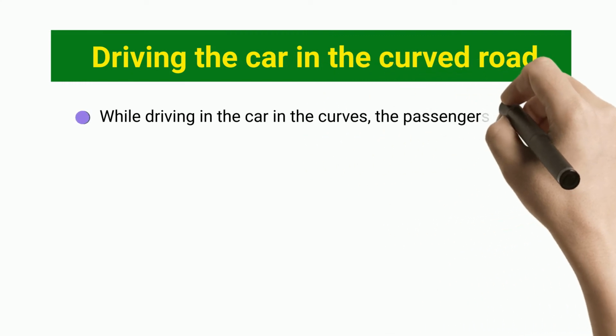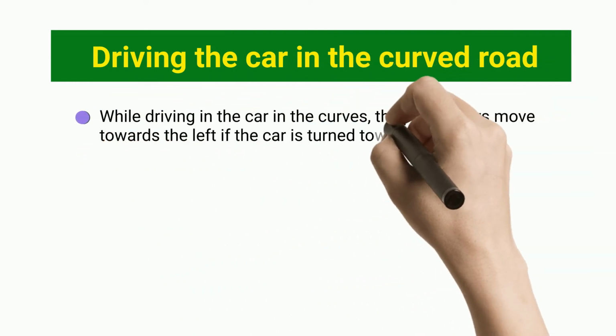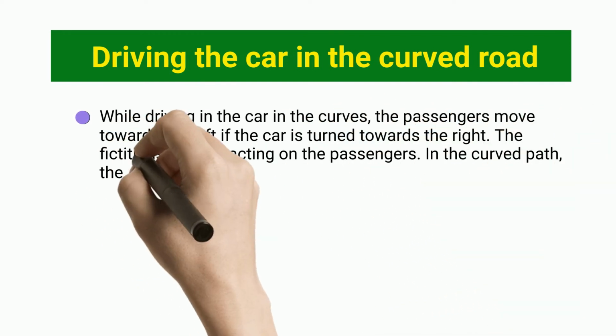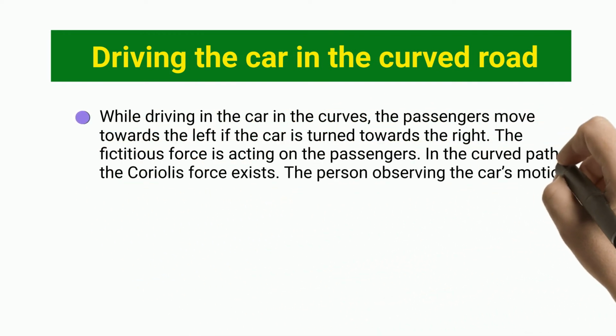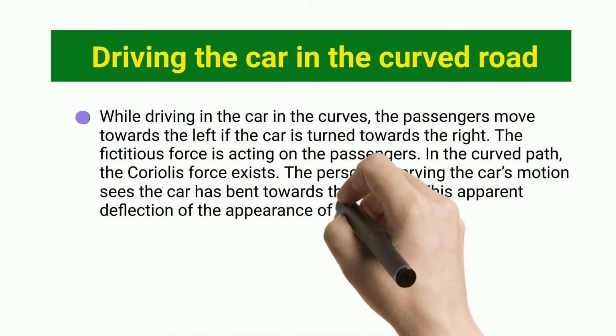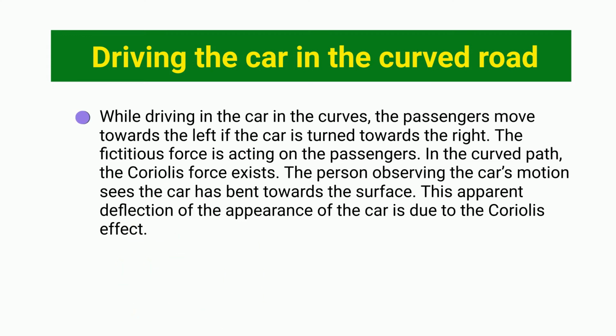Driving the car on a curved road. While driving a car on curves, the passengers move towards the left if the car is turned towards the right. A fictitious force is acting on the passengers. In the curved path, the Coriolis force exists. The person observing the car's motion sees the car as bent towards the surface. This apparent deflection of the car is due to the Coriolis effect.